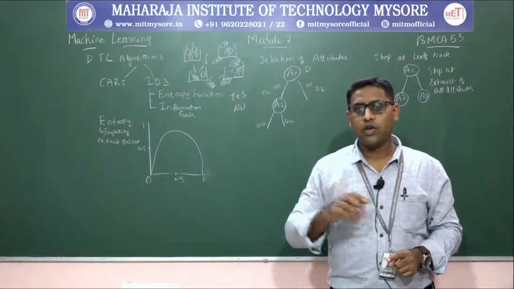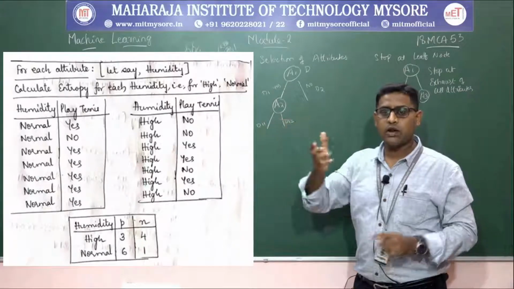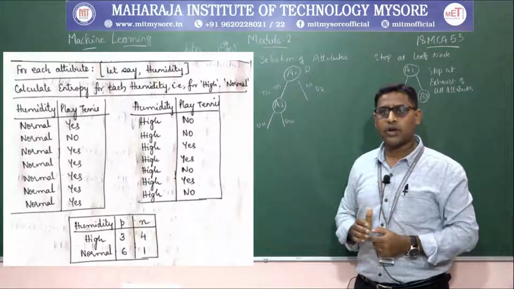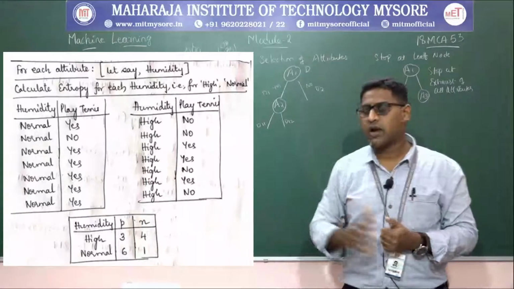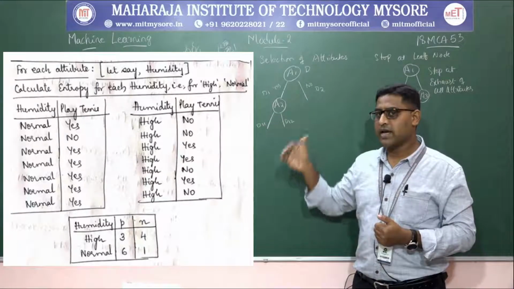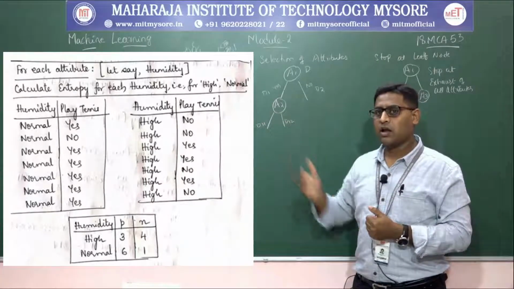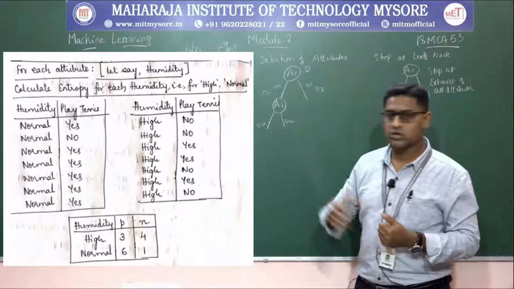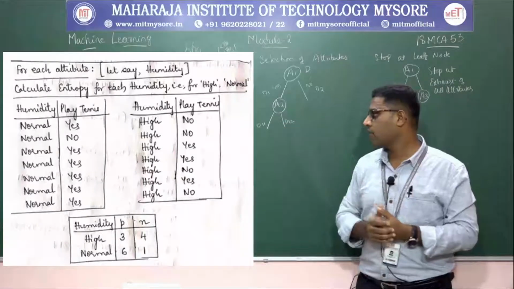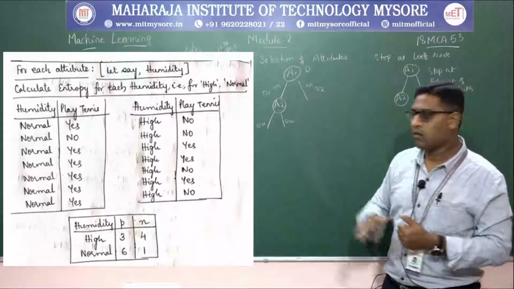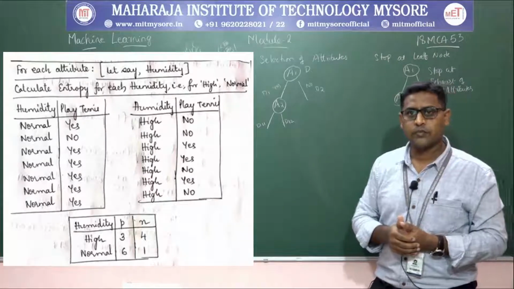Next, similarly we need to find out the entropy value for humidity, just as we did for outlook and temperature. That is for high and normal. How many high yeses and nos are present, and for normal, how many yeses and nos are present? For humidity high, 3 positive values and 4 negative values are present, and for humidity normal, 6 positive values and 1 negative value are present.